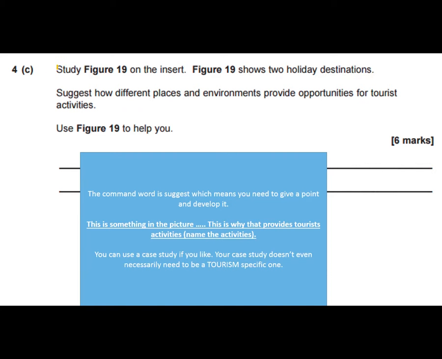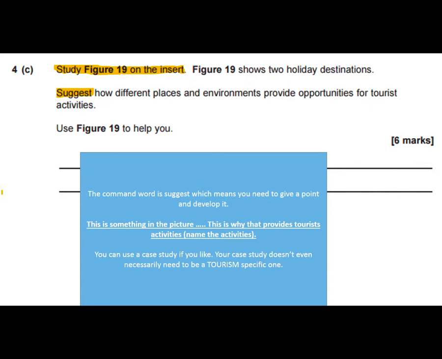Question 4C. It says study Figure 19 in the insert. So you need to get your booklet out again, and have a look for Figure 19. I think it's a picture showing 1 picture on top and 1 picture on the bottom. Your command word here is to suggest. So you need to make sure that you can identify something from the picture and then explain why that provides opportunities for tourist activities. You can use a case study if you like.